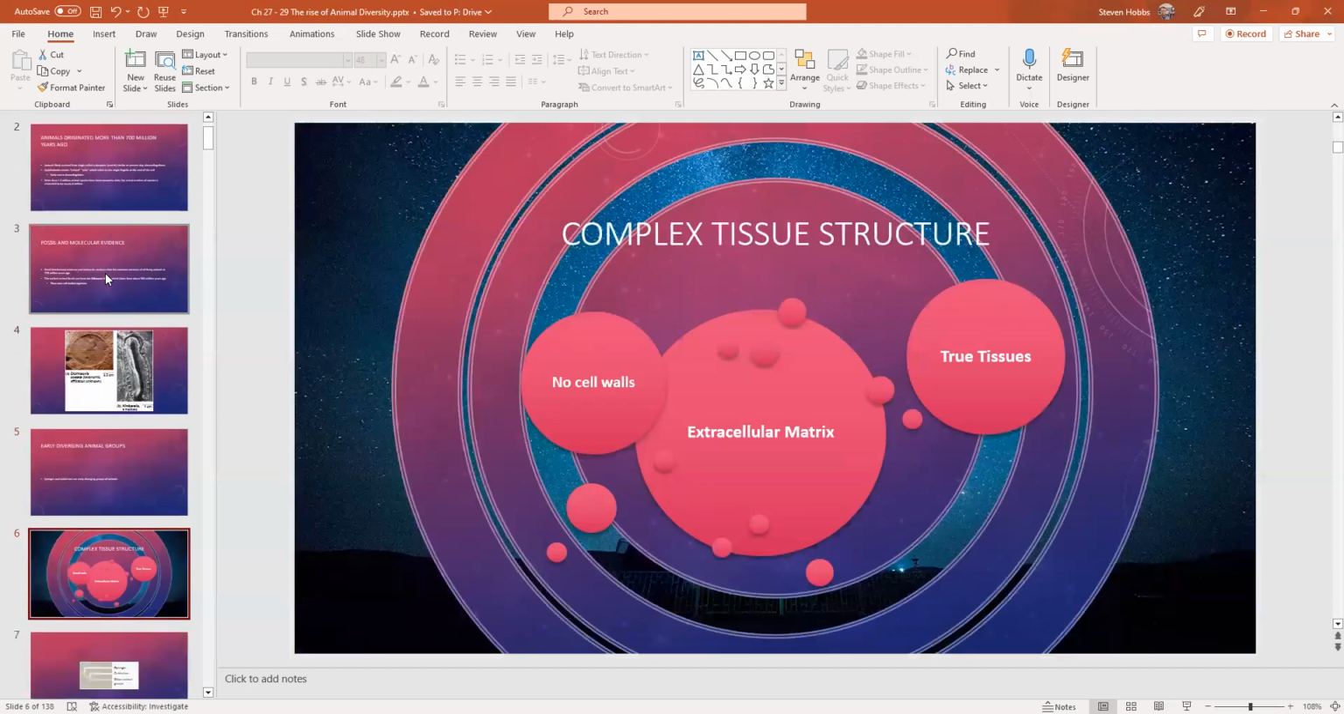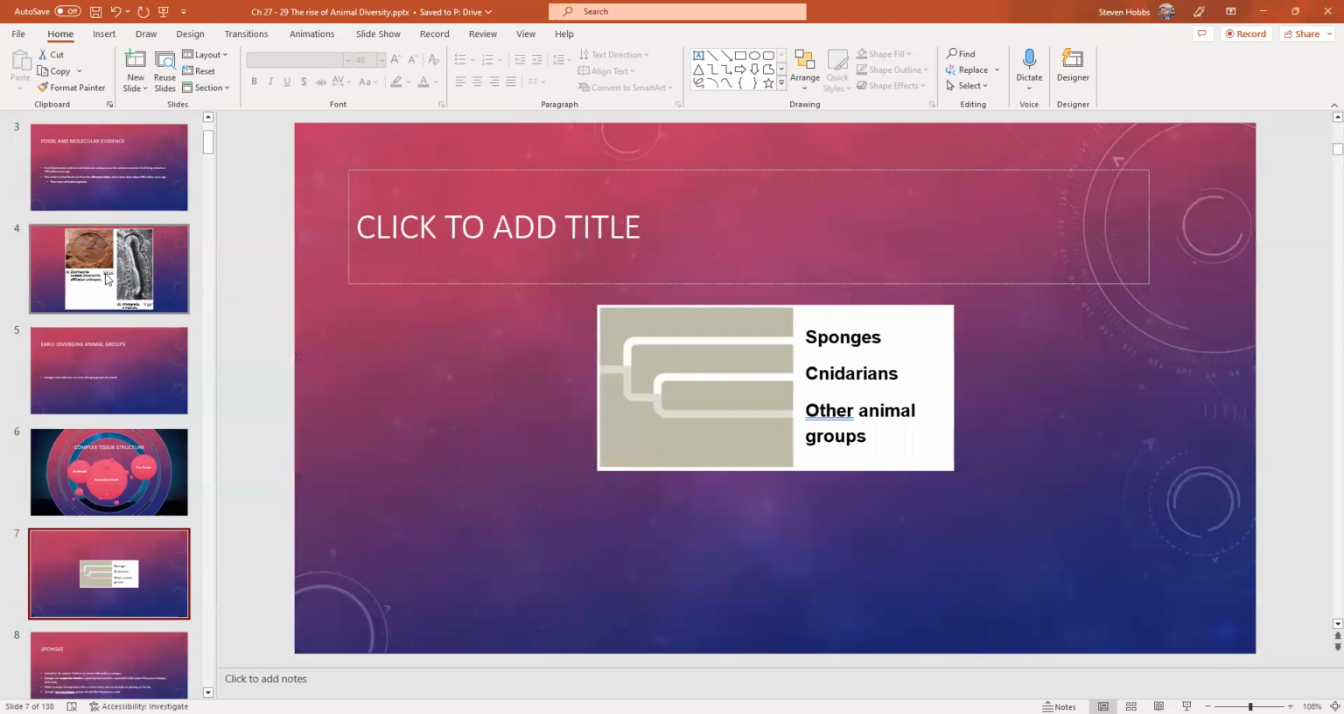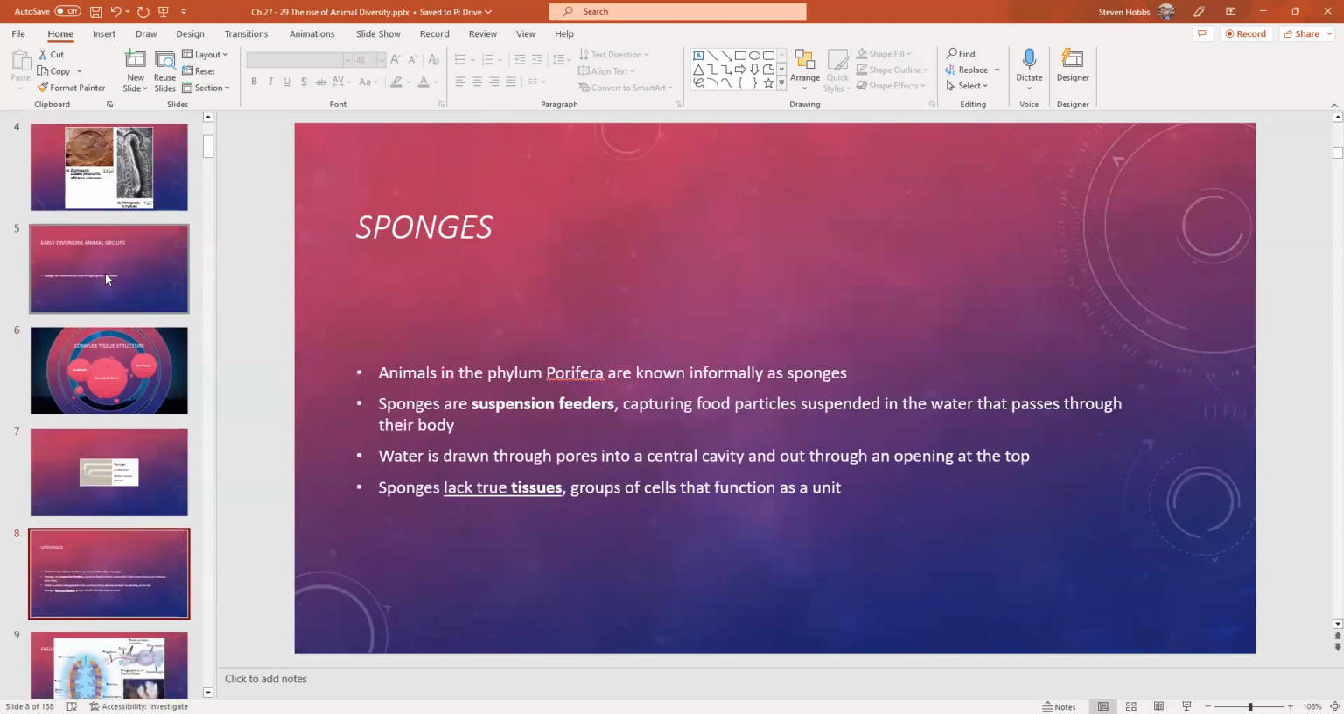So we start seeing no cell walls, unlike plants and fungi. We start seeing an extracellular matrix being generated so they can start working together. They can anchor themselves together. They can start supplying different types of tissues, if you will. But with that, we start seeing our true tissues arise. So sponges, cnidarians, and all of the other animal groups start to diverge from one another once this process begins. So let's look at the simplest first.